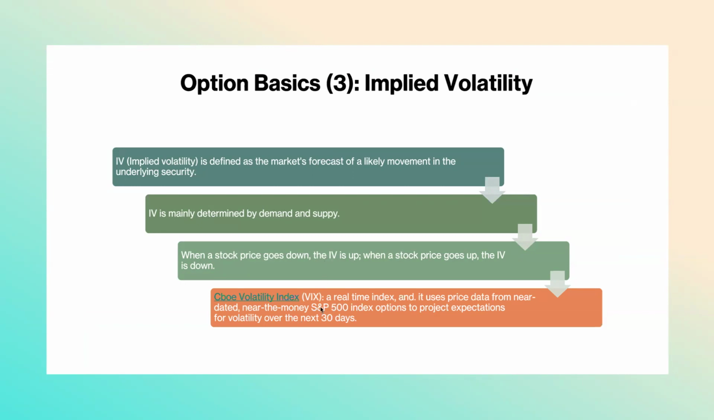Lastly, I will mention VIX. It's a real-time index, and it uses price data from near-dated, near-the-money S&P 500 index options to project expectations for volatility over the next 30 days. It's a popular index for many traders.